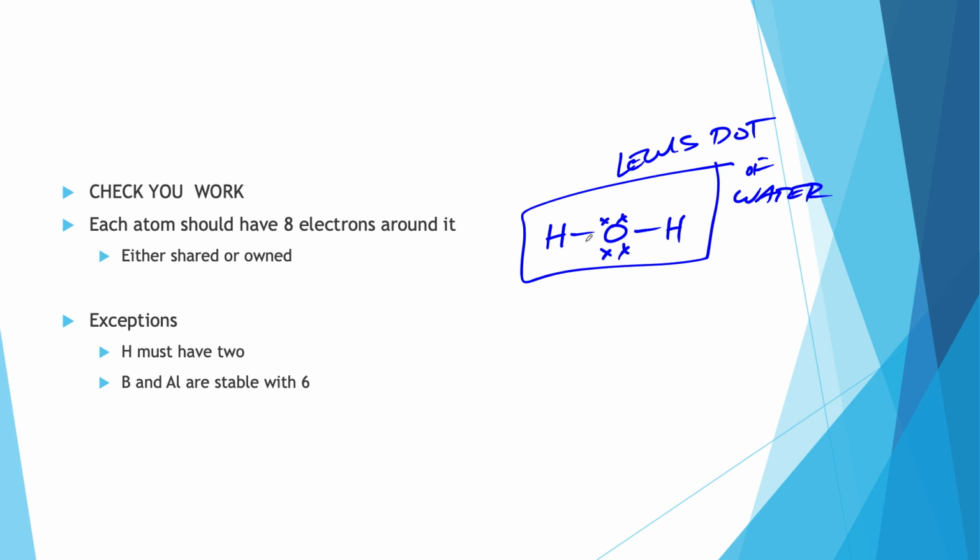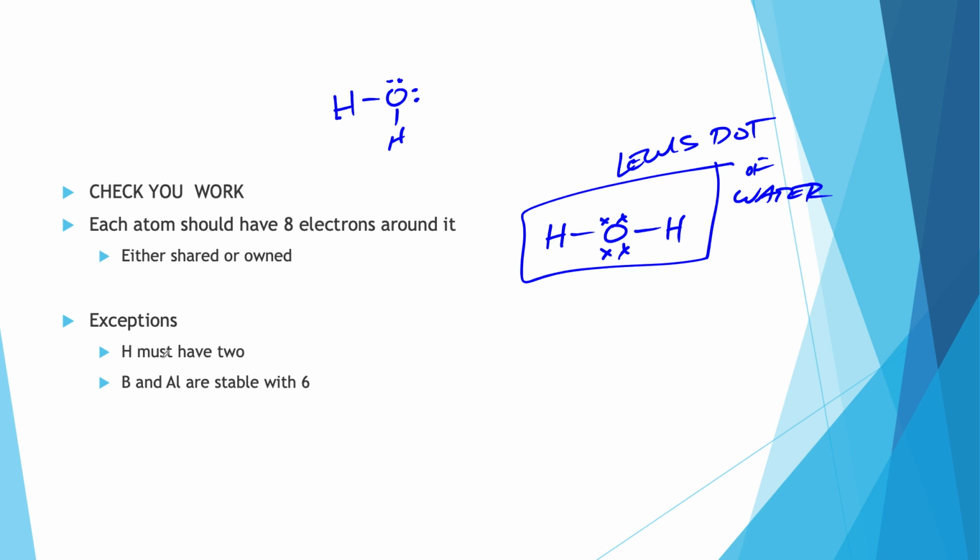Now I want to point out that sometimes you may see water look like this. This is fine as well. It doesn't matter how we draw it, as long as you have two sets of unpaired electrons and 2 bonds connected to hydrogens, and you're fine. Notice that hydrogen does not have another bond to it at either one of these. It only can form 1 bond.